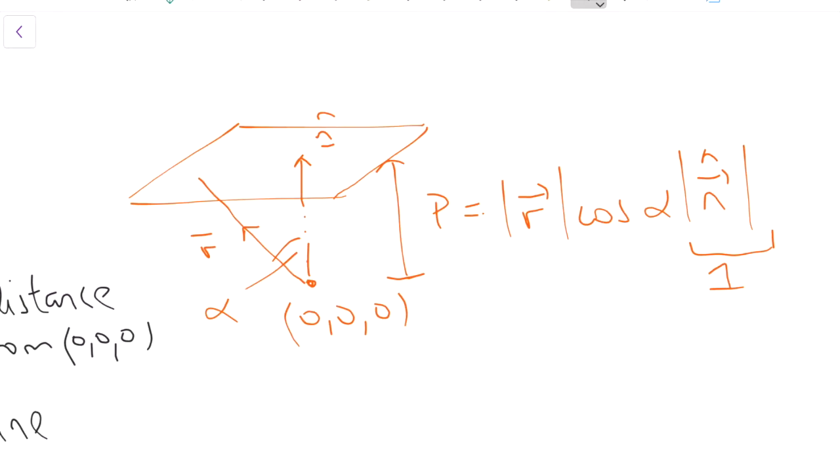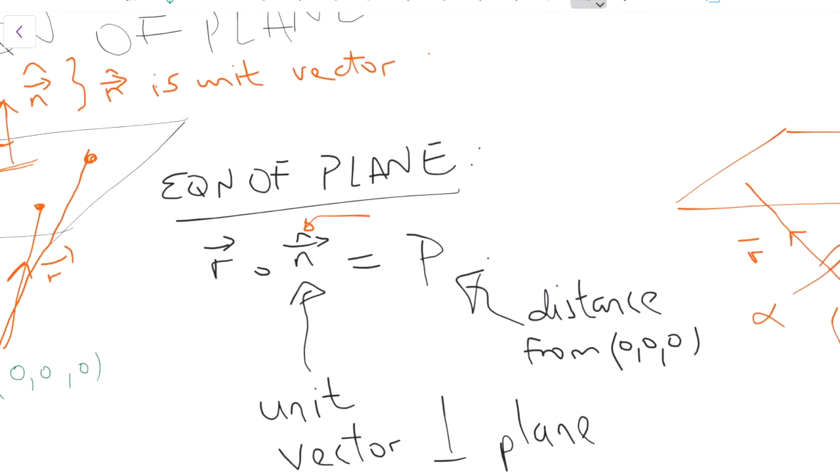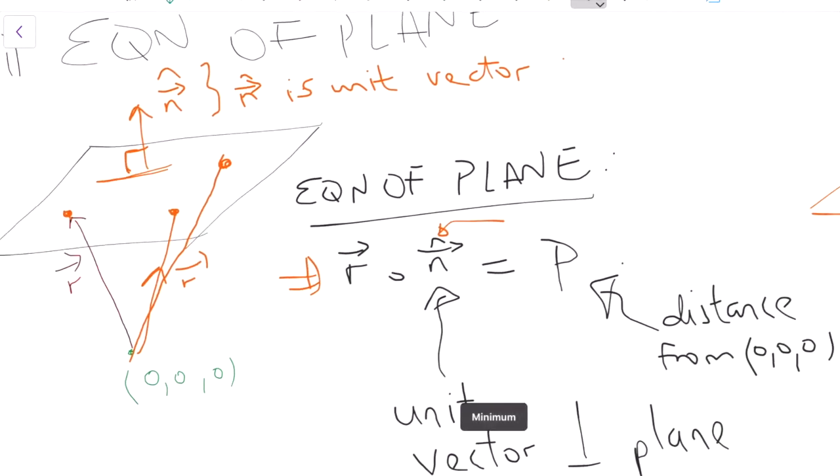Right? But this is exactly the definition of a dot product, and you can see my video on the dot product where I emphasize this. So this is R dotted with N hat. So in general, this will hold true for any point on the plane. And that's why this is the equation of a plane, right here. Right? So let's use this.